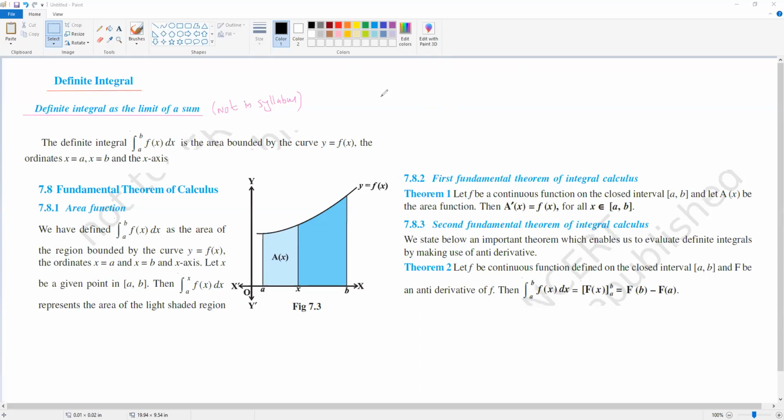And अभी तक हमने जो पढ़ाई किया था indefinite integral. So definite integral का मतलब क्या है? It is nothing but it is the area bounded by the curve.